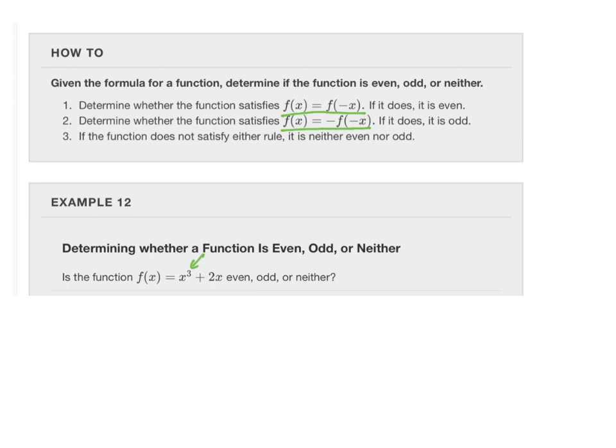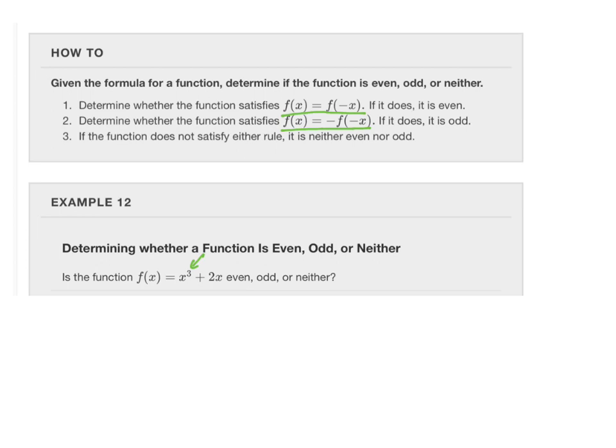A lot of times they're even, but don't just bet on it. Prove it. Do you understand what I'm saying? Okay, so here it says, determine whether the function is even or odd or neither. Well, I can tell you right now, it's not even because that's a power of 3, right? So this could be odd. We're going to prove it.